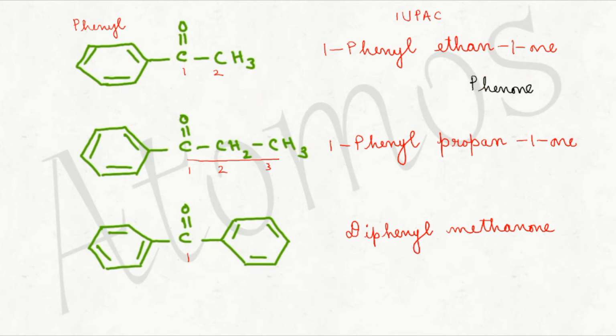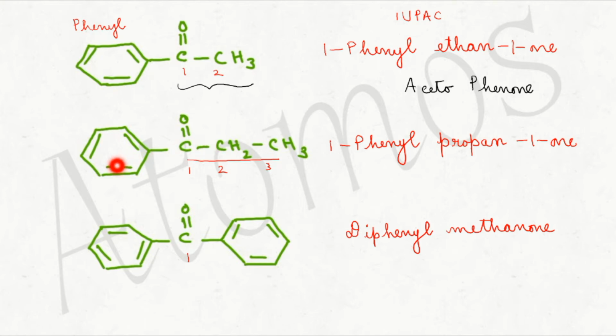Then you will have to think about the other group. Which group is this one? Its common name is aceto group, we will say. So what's the name of the compound? It is acetophenone. Easy. What about the next one?